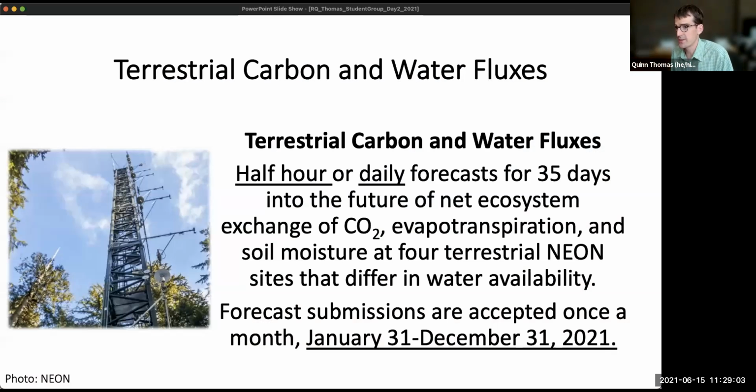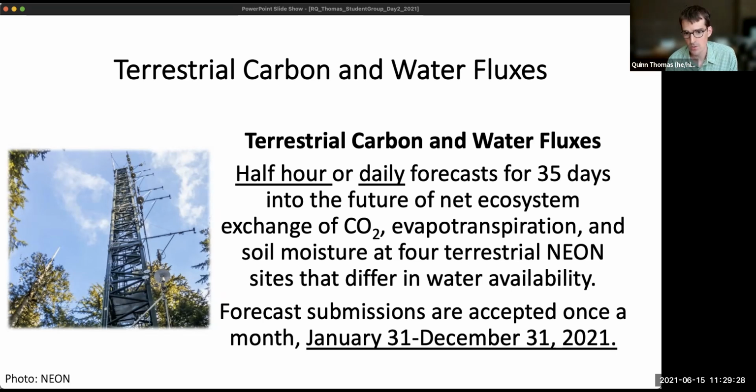And so I'm also charged with introducing two of the themes. The first theme is the terrestrial carbon and water fluxes. And this theme has two sub-themes in it. There's a half-hour time scale and a daily time scale. And it's emerged, particularly through the cyberinfrastructure, how it's being handled, that these are functionally two different themes.